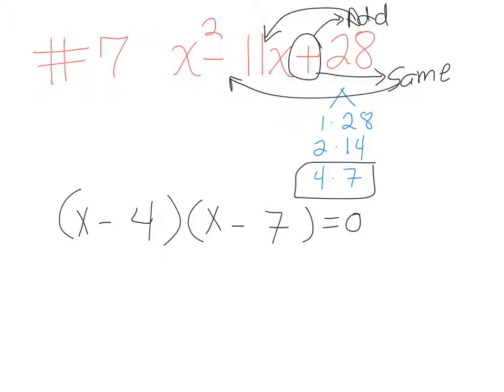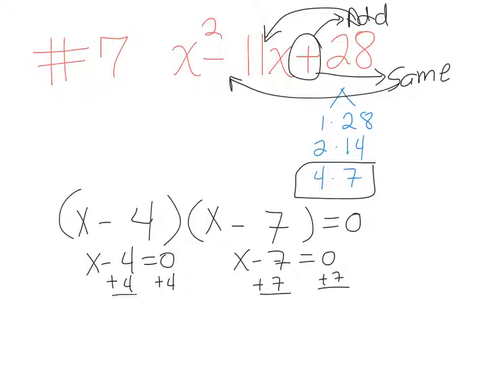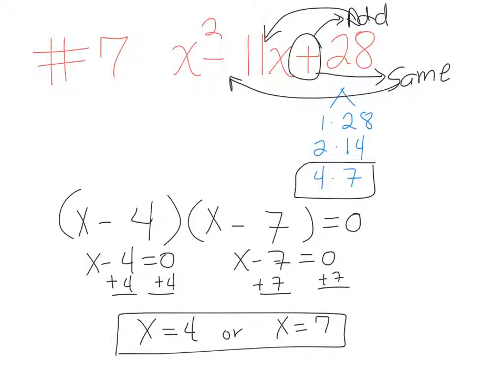Now that you have your factors, it says solve. Well, let each factor equal 0. x minus 4 equals 0. x minus 7 equals 0. Then solve for x. So, therefore, the answers are x equals 4, or x equals 7. Any questions on number 7? So far, so good? Okay.